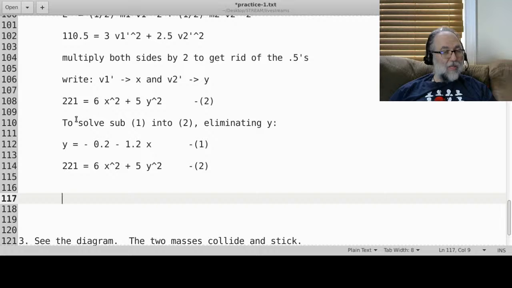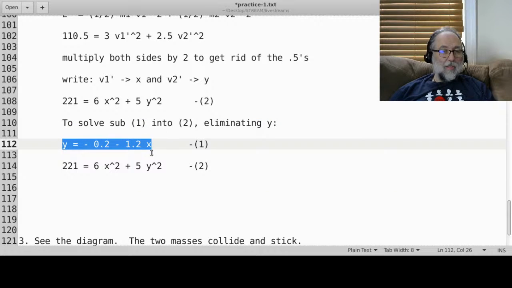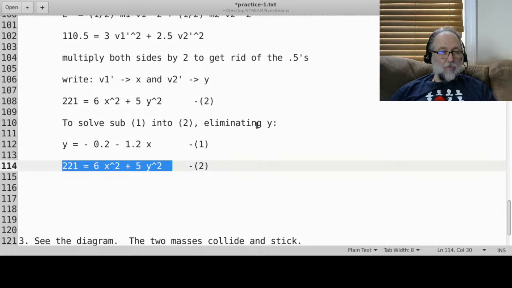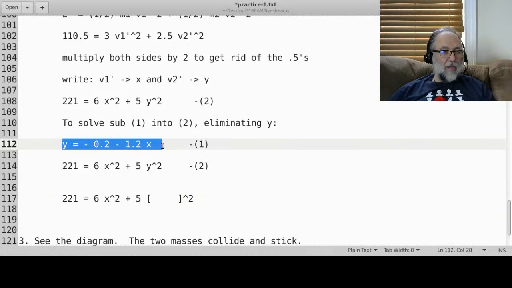And so what I'm saying, what this would mean, substitute 1 into 2. So here's equation number 1, and substitute that into number 2, eliminating y. What that means is you take equation number 2 there, but instead of y, I'm going to put square brackets here. Okay, you say, well, what goes into those square brackets? All of y. Well, where's y? There it is right there.